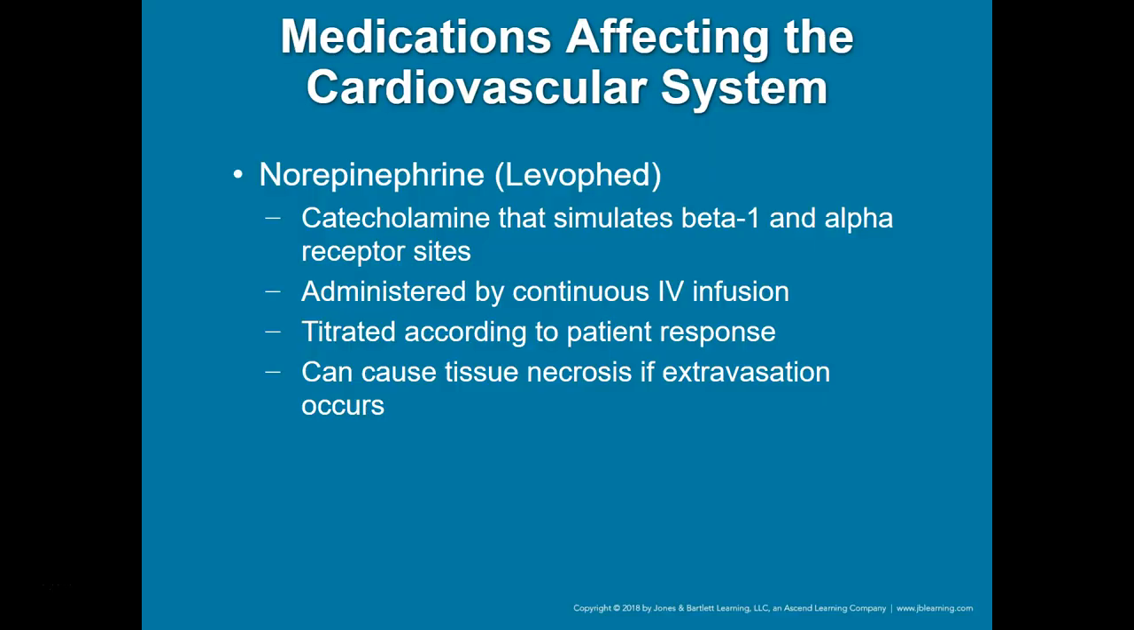Norepinephrine stimulates beta 1 and alpha receptor sites, more alpha than it is beta. So we're going to increase workload of the heart a little bit and constrict blood vessels quite a bit, help raise that blood pressure some. Continuous IV infusion because it goes back to short duration of action. So we have to do a continuous infusion of that and titrated based on patient. It can cause tissue necrosis if extravasation occurs or if they're on a very high dose for a longer term.